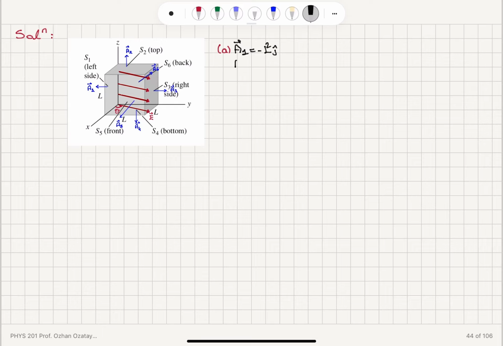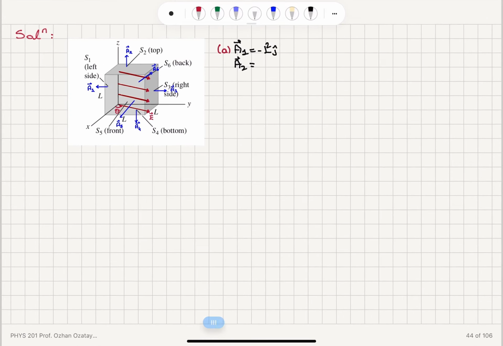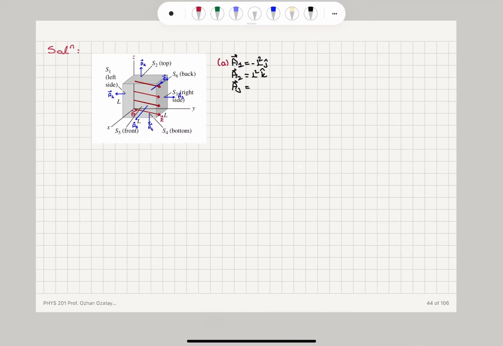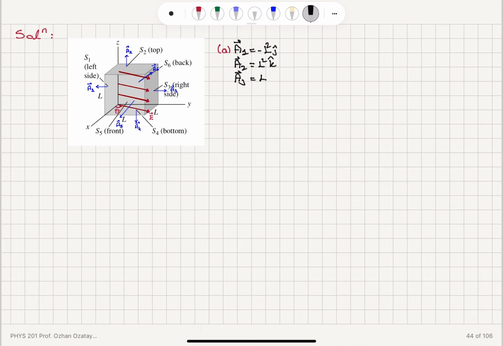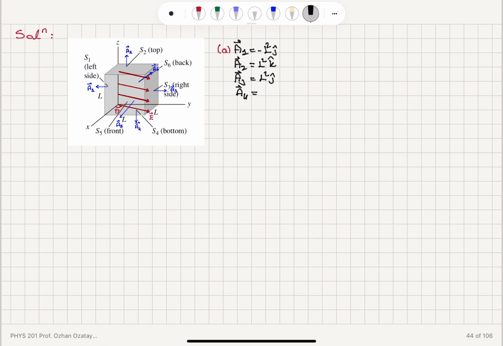The second area vector, A2, let's take a look at this. That's the top face, so that's pointing in the plus k hat direction. So that is L squared k hat. Area vector 3, that's this right side here, that's pointing in the plus j hat direction. So it is L squared j hat. Area vector 4 is for the bottom one, which is pointing in the minus k hat direction. So that is minus L squared k hat.